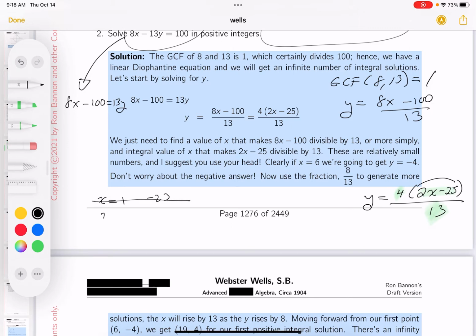Let me try 2. What would you get there? 4 minus 25, that's minus 21. That's not working either. Let me try 3. What would you get? That's minus 19. That's not working either. Don't give up, though. It's very simple numbers. Let's try 4.